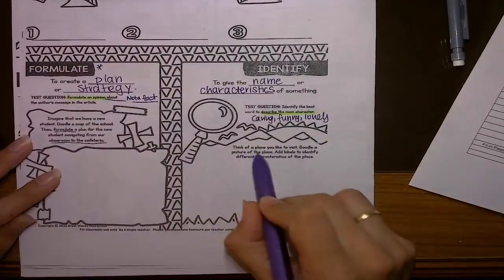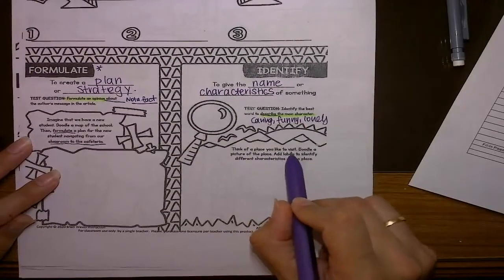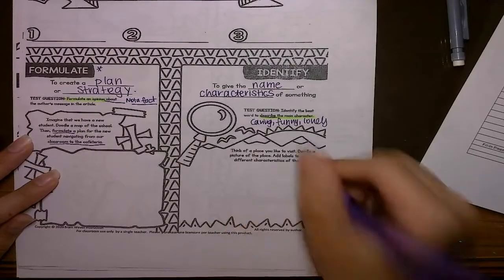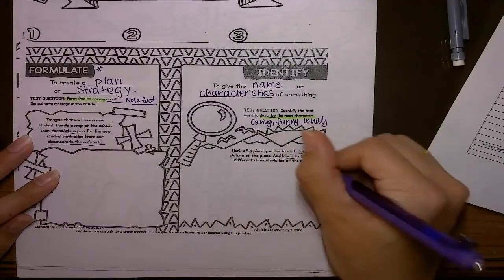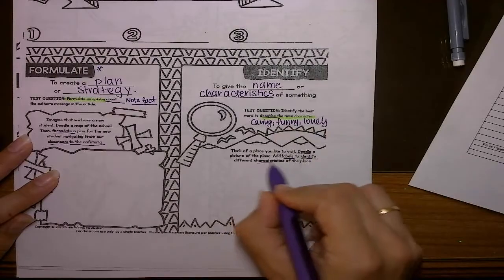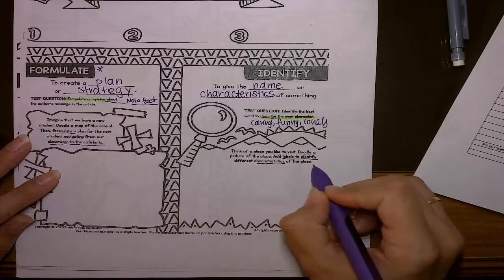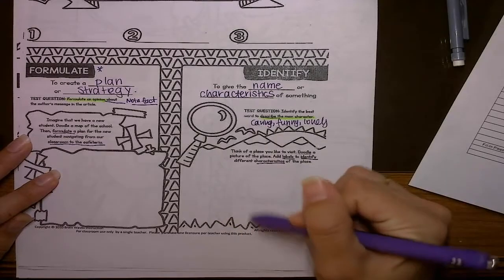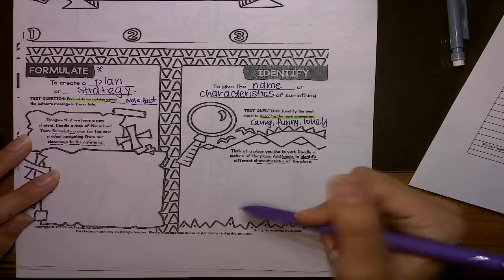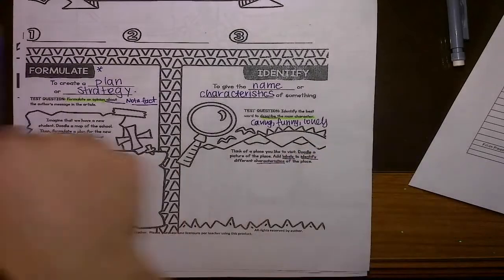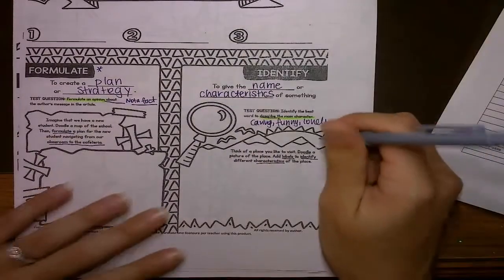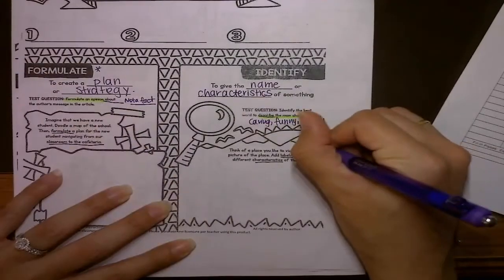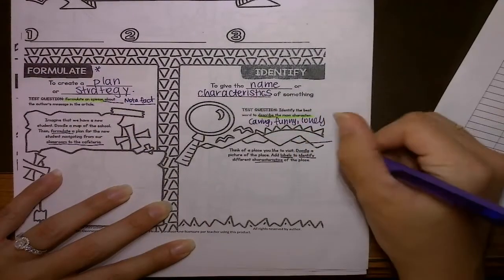Now your activity. Think of a place you would like to visit. Doodle or draw a picture of the place. Add labels to identify different characteristics of the place. So let's say you draw Mount Everest. Okay, big old mountain. You need to have little labels, right? Let's just do it right here. So labeling would be something like this, right?